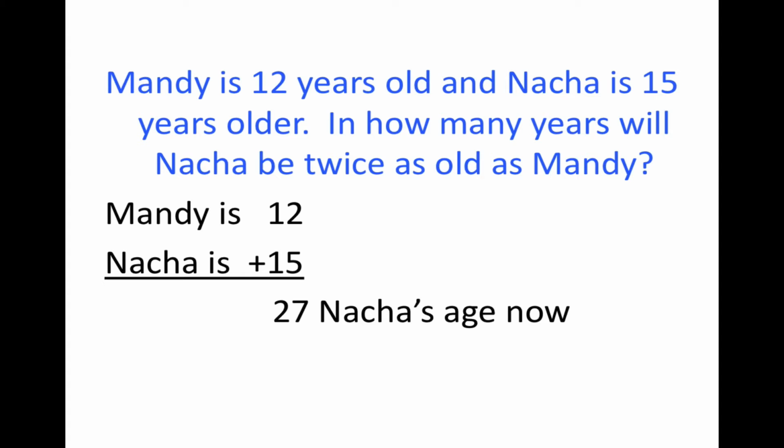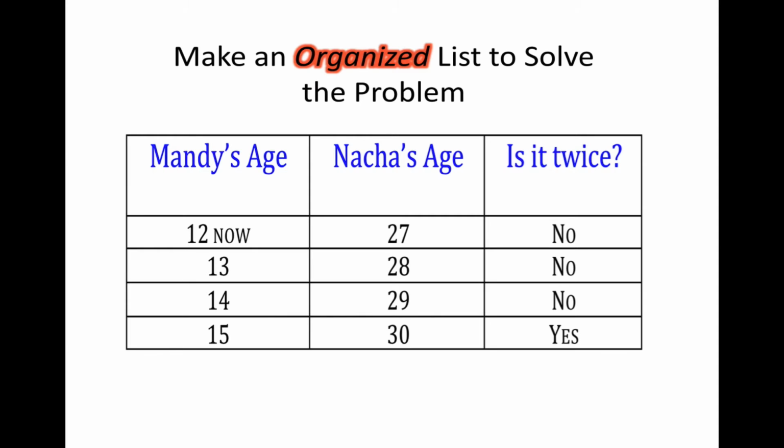Next thing we're going to do is make an organized graph. And it's going to help us to solve the problem. And notice that this word organized is highlighted. It has to be organized or it's going to just make a mess for us. So here's Mandy's age. She's 12 now. Natcha is 27 right now. Is Natcha's age twice as much as Mandy's? Answer is no. Next year, Mandy will be 13. Natcha will be 28. Is that twice as much? No. The year after that, Mandy will be 14. Natcha will be 29. Is it twice as much?